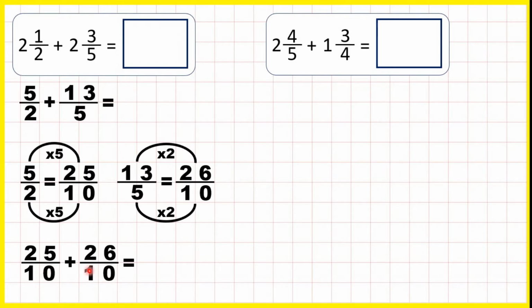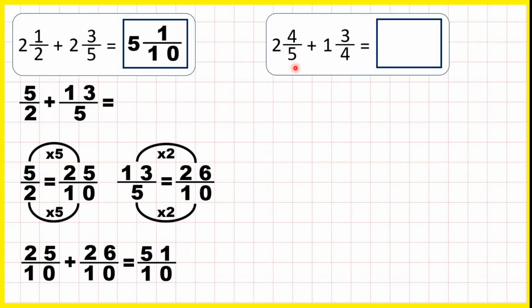So now we have a common denominator, so the denominator stays the same in our answer, and 25 plus 26 is 51. So our answer is 51 over 10. But if we want to turn that back into a mixed number, we can divide. 51 divided by 10 is 5 remainder 1. The denominator stays 10, so our answer is 5 and 1/10.